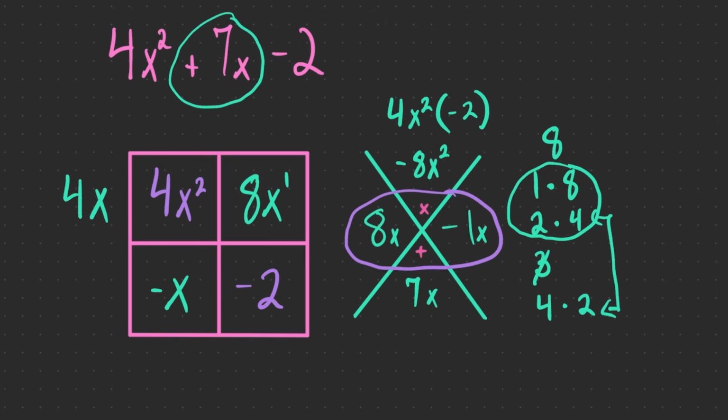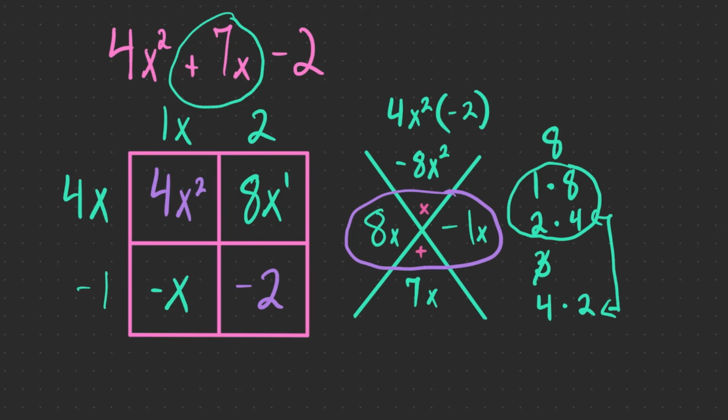So ask yourself, what times 4x gives me 4x squared? Well, that has to be a 1, right? Because 1 times 4 is 4, right? And then x times x gives me x squared. All right, what times 4x gives me 8x? Well, that has to be a 2, right? So that's a 2. And I like to always double check. 4x times 2 is 8x. All right, what times 1x gives me a negative x? Well, that's going to have to be a negative 1.